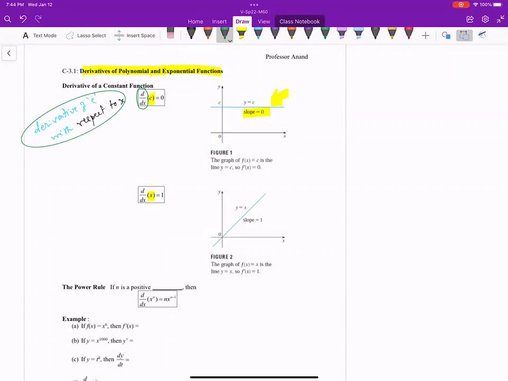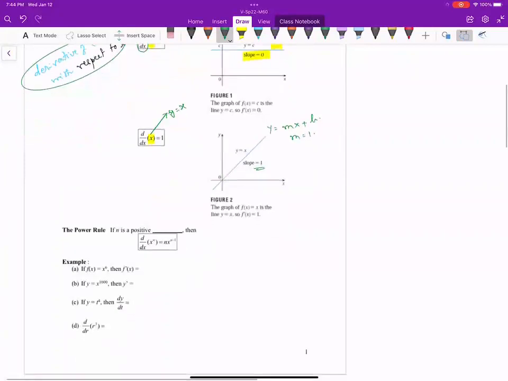Same way, derivative of x equals 1, because if you consider this as a function, f of x equals x or y equals x, but if you consider the line, what is the slope of this line? If you compare it with mx plus b, then you get m equal to 1 here. That is the slope of the line. So derivative of x equals 1.